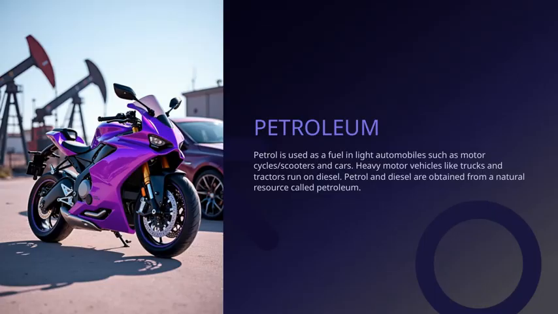Petrol is primarily used as a fuel for lighter vehicles, such as motorcycles, scooters, and cars. These are the types of vehicles we see around us every day, and petrol helps them run smoothly. On the other hand, heavier motor vehicles like trucks and tractors rely on diesel fuel, which is a slightly different product. Both petrol and diesel are derived from a natural resource called petroleum.